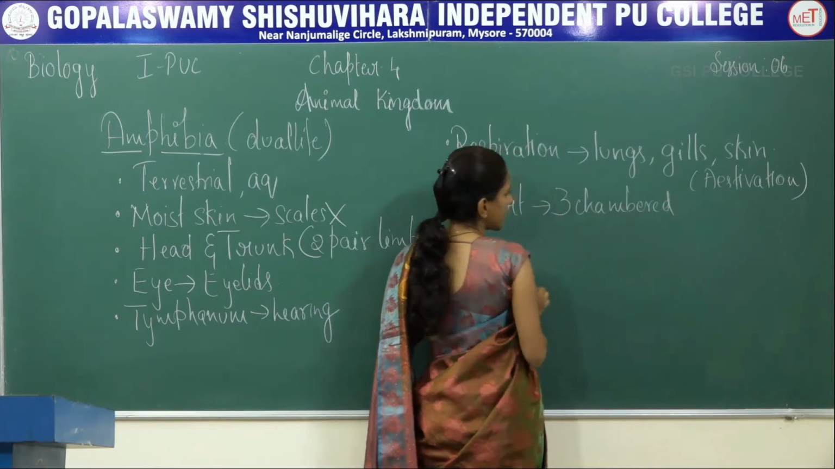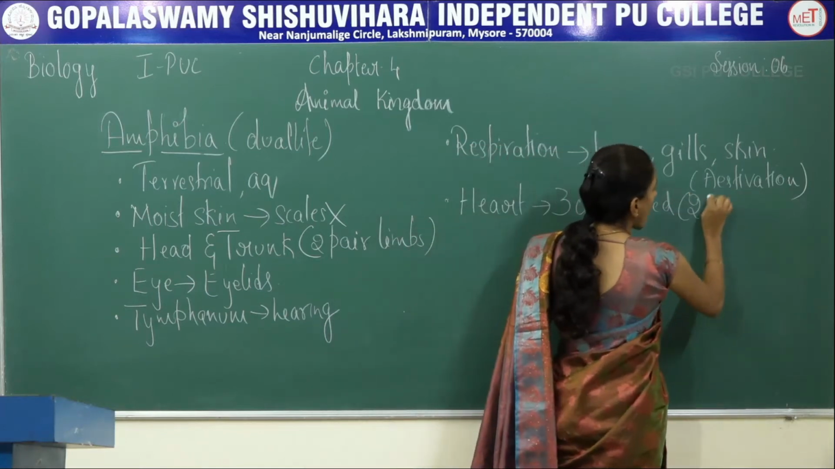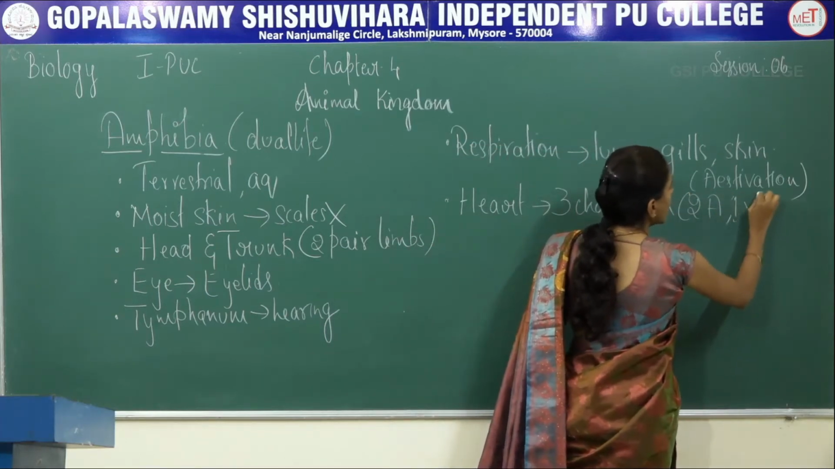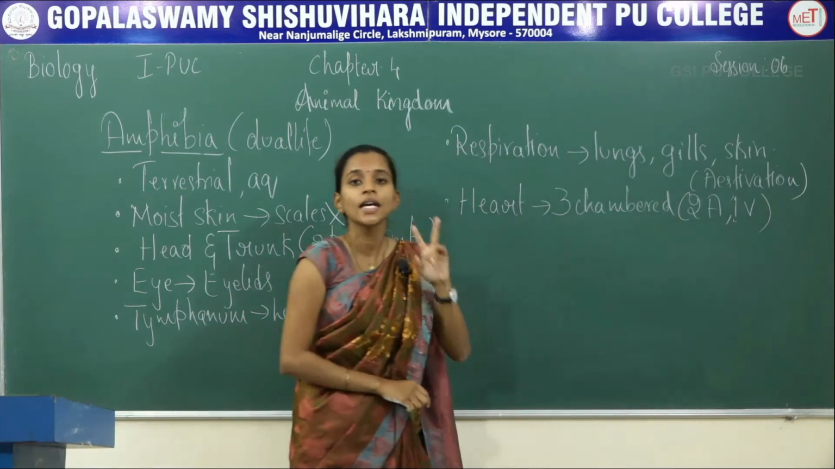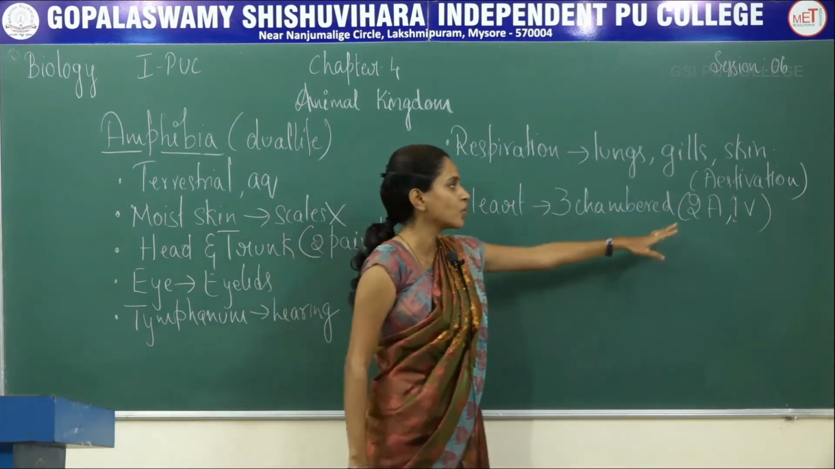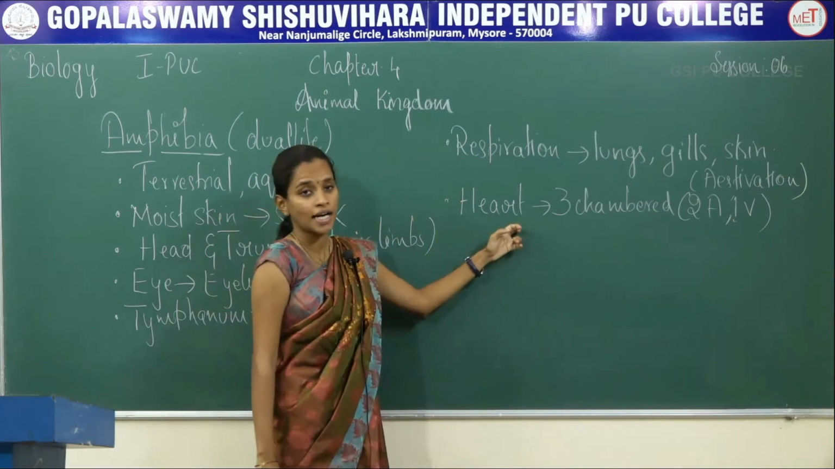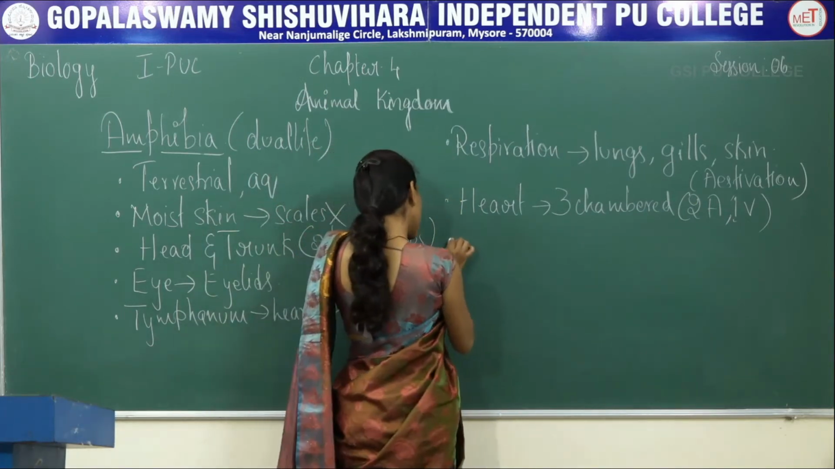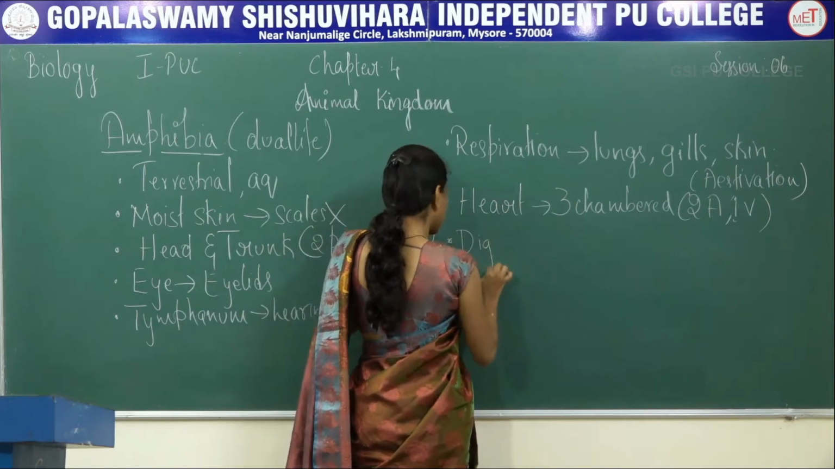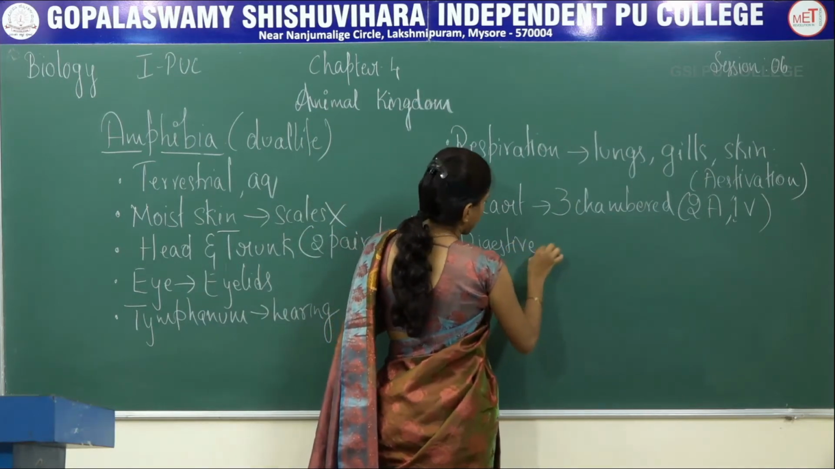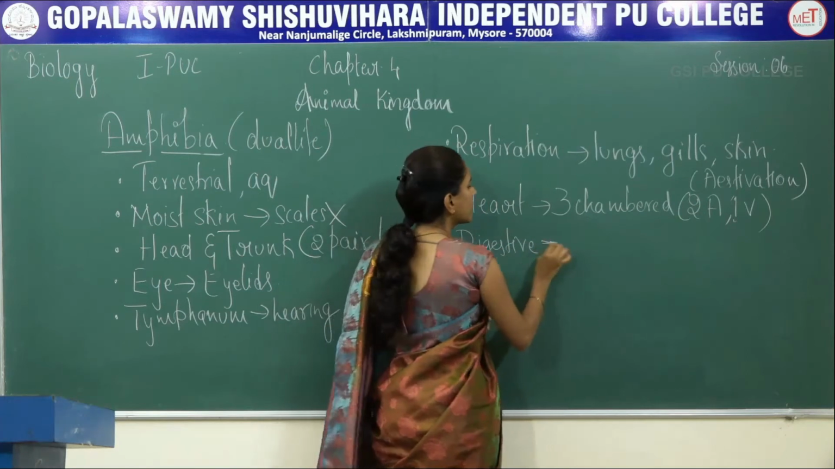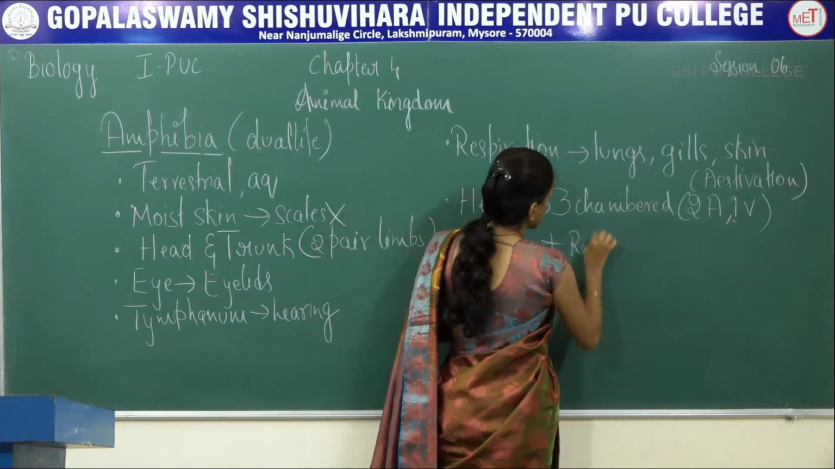In this 3-chambered heart, there are 2 auricles and 1 ventricle. So you can see right auricle, left auricle, and 1 ventricle can be identified. So that is about heart. Next, coming to the digestive or the alimentary canal plus their reproductive organ.